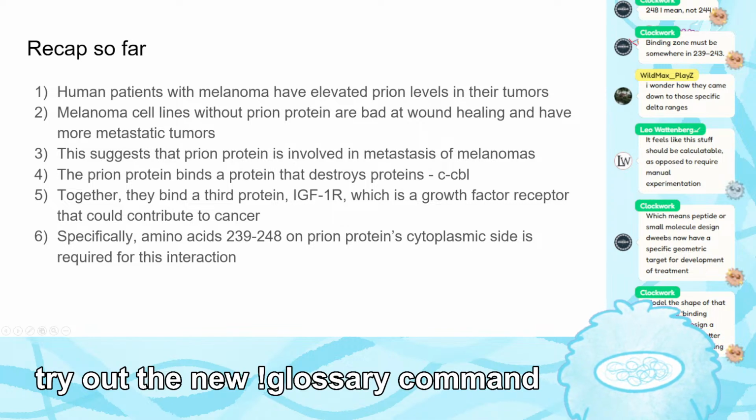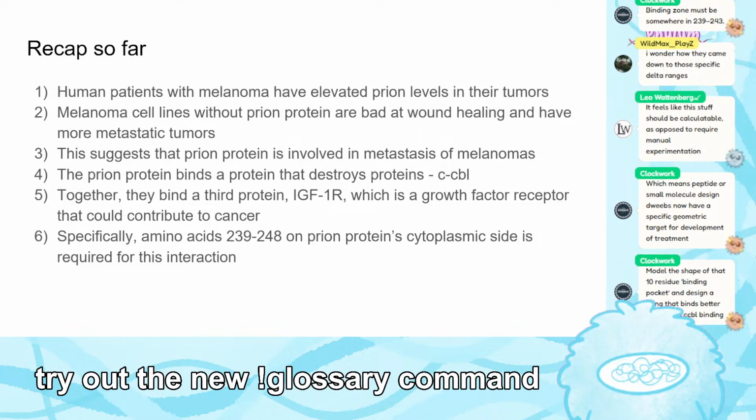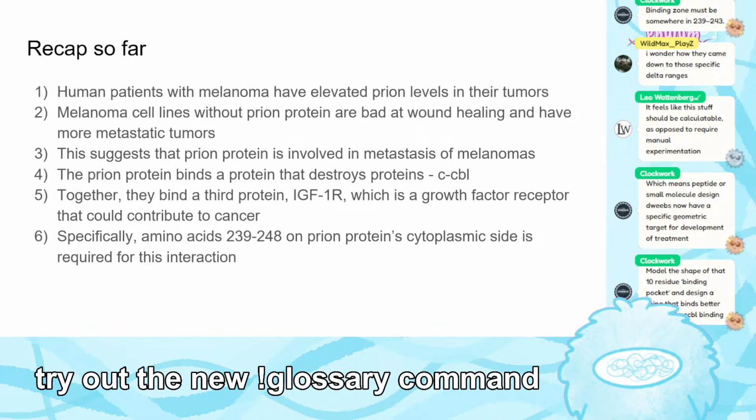So here's a good point to recap, for those of you who may have joined us later, the results so far. The first thing that we talked about is that patients with melanoma have elevated prion levels in their tumors. Melanoma cell lines without prion protein are bad at wound healing and have more metastatic tumors. This suggests that prion protein is involved in metastasis of melanomas. The prion protein binds a protein that destroys proteins. That's CBL, the protein that we were just talking about. And together they bind a third protein, IGF-1R, which is a growth factor receptor that could contribute to cancer. Specifically, we even know the exact location on the prion protein that is required for this interaction.